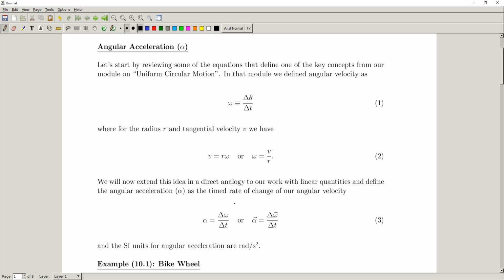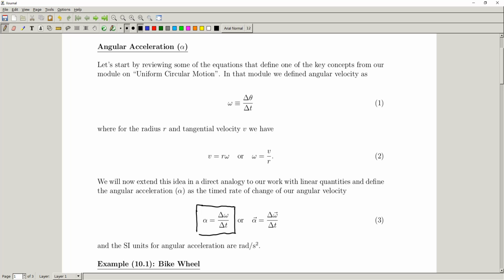I'll point out now that the SI units for our angular acceleration are radians per second squared, which is not surprising, because if we think back, our angular velocity had units of radians per second. So this is radians per second, per second: radians per second squared. I should have probably boxed this. This is a definition we're going to want to remember. Okay, I'll get rid of this for the notes, and we can move on.